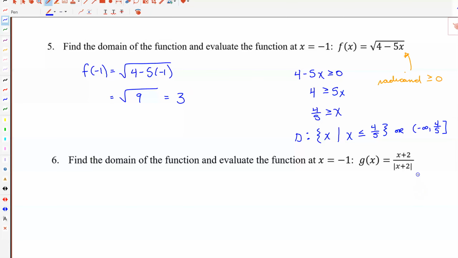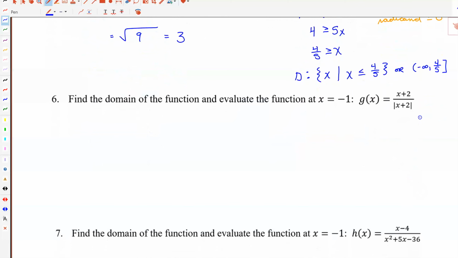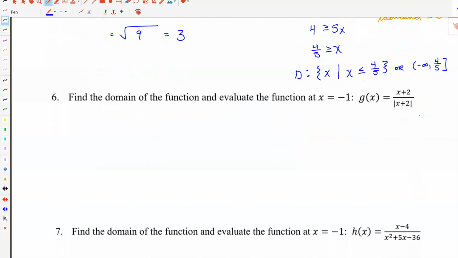Alright, so now let's take a look at our next example. For this one, it's the same directions. We're going to find the domain of the function and evaluate the function at x is equal to negative 1. Now in this one, the special thing we have to worry about for the domain is that when we work with a rational expression, or something that's written in fraction form, whatever is going on in the denominator is not allowed to evaluate to 0.